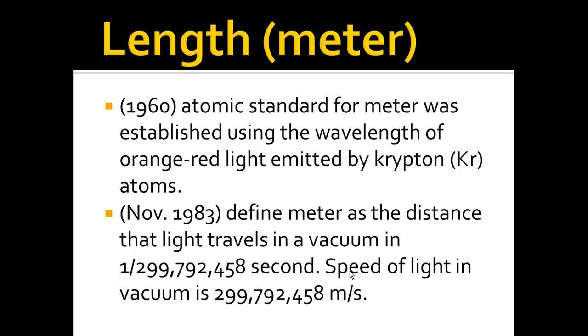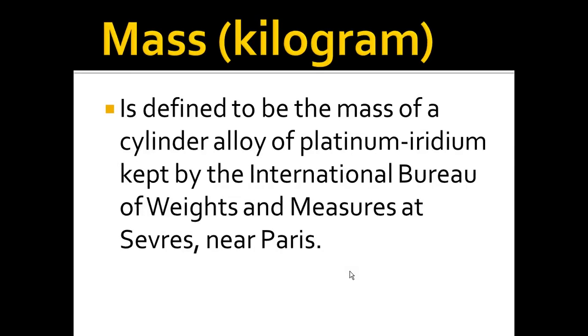The speed of light in vacuum is the reciprocal number, 299,792,458 meters per second. So getting the reciprocal of the speed of light gives our basic definition for the distance traveled by light, and this is defined as the meter. Now, the third basic quantity is mass, and its SI unit is the kilogram. The kilogram is defined to be the mass of a cylinder alloy of platinum iridium kept by the International Bureau of Weights and Measures at Sèvres near Paris.